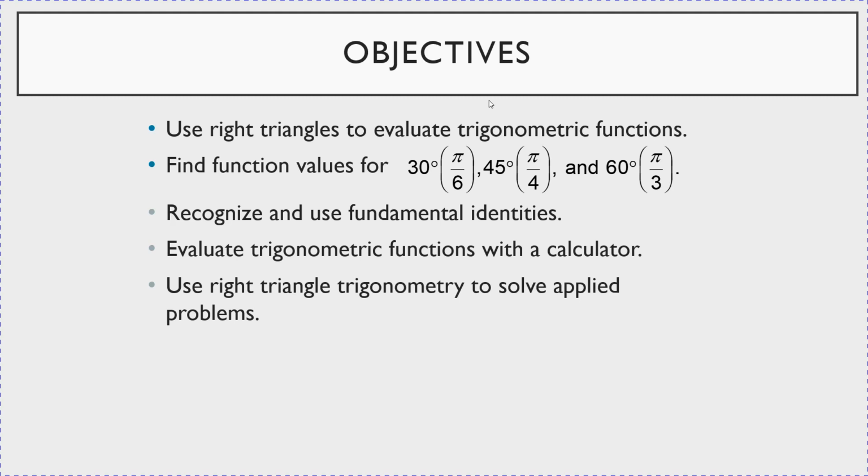Okay. Here's what we're going to work through in this lecture. We're going to use right triangles to evaluate trigonometric functions, so I'm going to introduce the 6 basic trig functions. Then we're going to talk about how you find function values for 30 degrees, 45 degrees, and 60 degrees, and those are also in radians, which is pi over 6, pi over 4, and pi over 3, respectively.